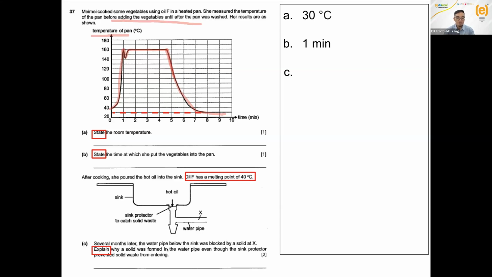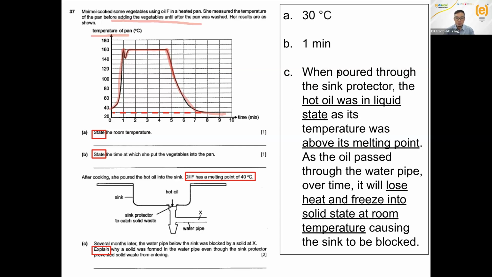Explain why the solid was formed in the water pipe, even though the sink protector prevented the solid waste from entering. That means when she poured the hot oil, it was still in a liquid state. In the liquid state, the oil can manage to go through the sink protector, but after it cooled down below 40 degrees Celsius, it will start to solidify. When it becomes solid, that's where it becomes stuck. That is why it caused the block.